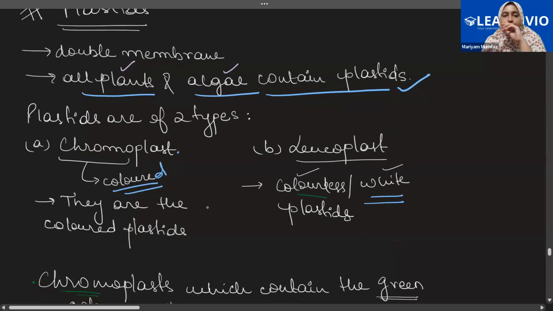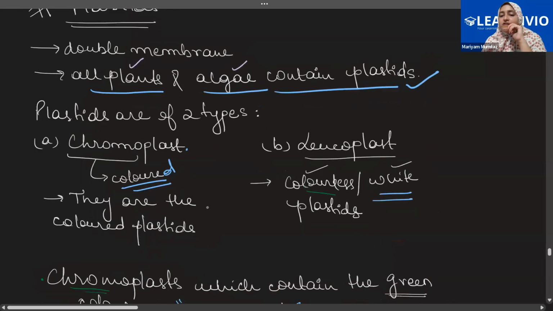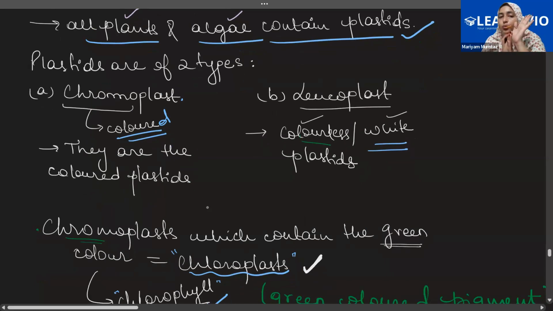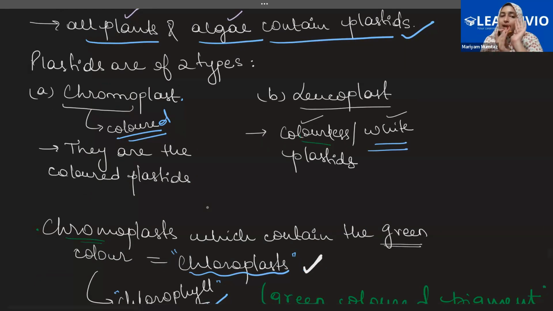Now, talking about the plastids, they are of two types, chromo and leuco. Chromoplast and leucoplast. Chromo means colored, so those plastids that have color in them, we'll call chromoplast. And those plastids that are colorless or whitish in color, we'll call leucoplast. So chromoplast and leucoplast are the two types of plastids present in the plant or the algae.